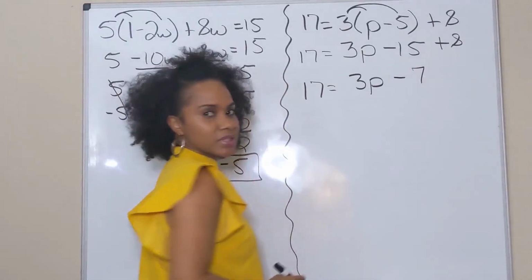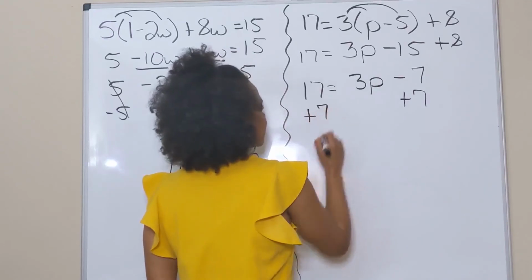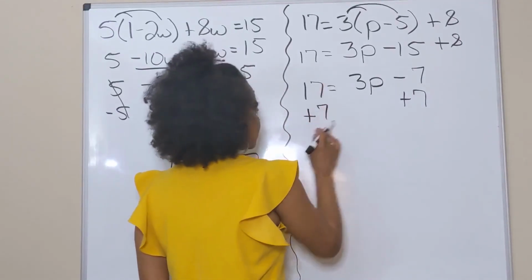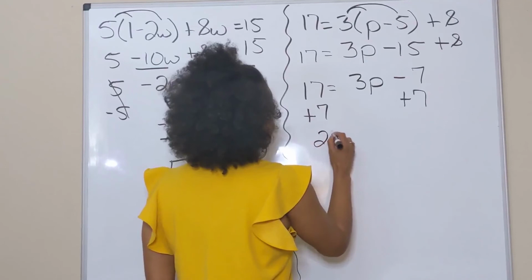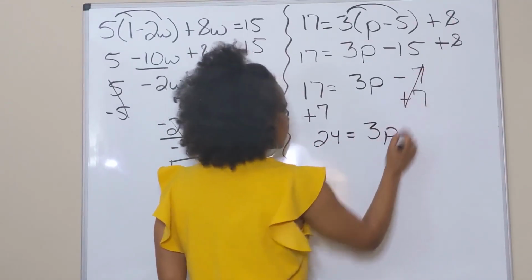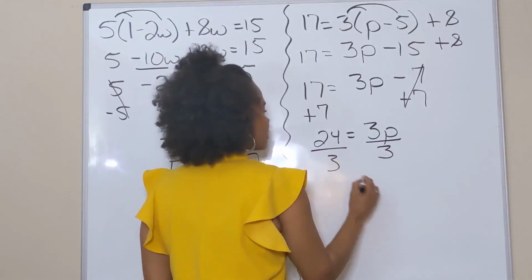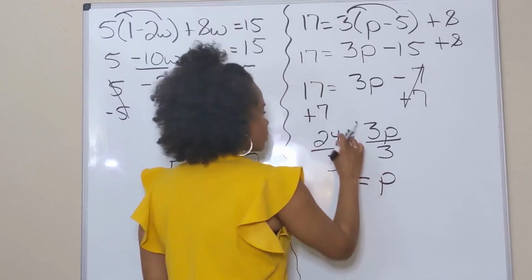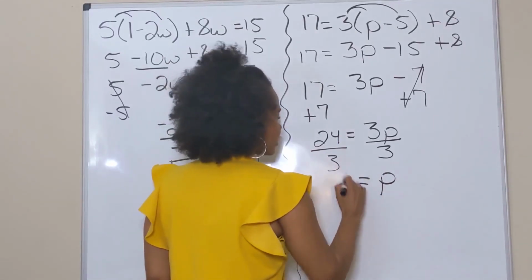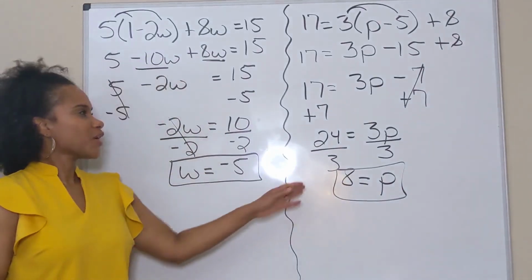Now I'm left with my two-step equation. Add 7 to both sides. 17 plus 7 would be 24. Bring down my 3p. Isolating this p by dividing both sides by 3. 24 divided by 3 gives me 8. So p would be 8. Hope you got it correct.